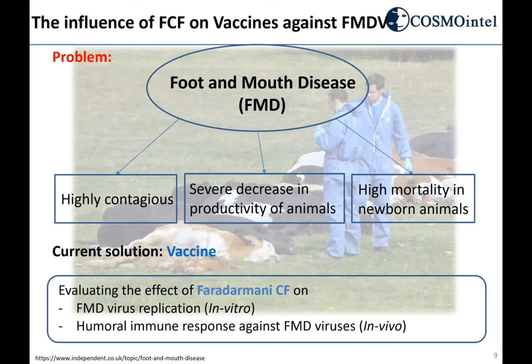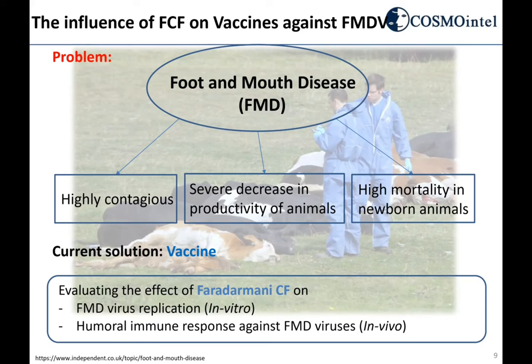The second part of the study focuses on FMD virus, a highly contagious viral disease which can affect livestock and cause vast financial losses in this industry because of the severe decrease in productivity of animals and high mortality in newborn animals. The current solution for this disease is vaccine. But as we know, there are some limitations of vaccines. That's why we are looking for innovative methods to beat limitations and increase their efficacy.